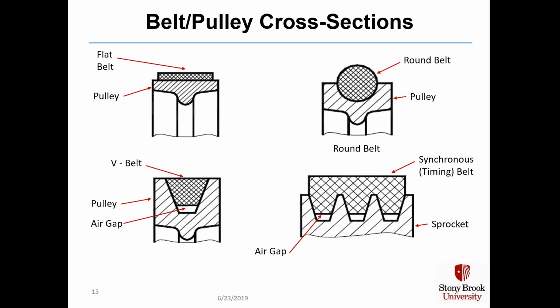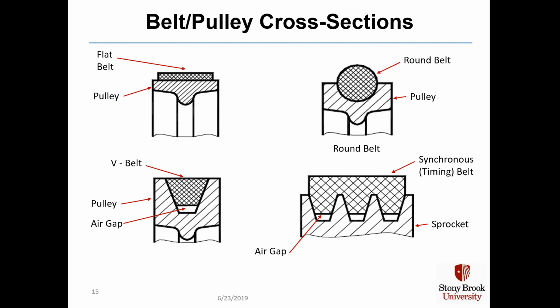These are different cross sections that you can find in belts and pulleys. The flat belt is the simplest, but you always have to worry about it sliding off. The round belt is a circular belt with a half-circular cross-section of a groove on a pulley. This does get used for very, very low torque applications and very small belts, as you might find in toys. It's very, very low cost, but it can't handle a lot of torque.